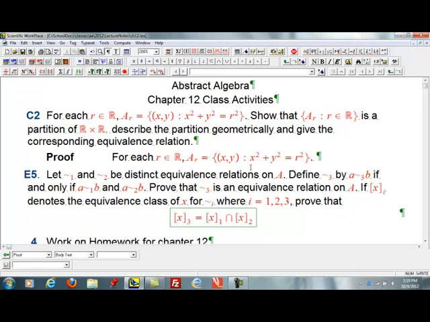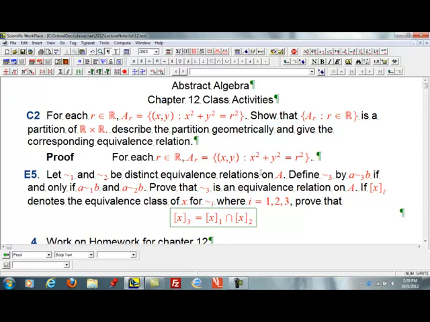So there's our hypothesis. For each r in the reals, let A sub r equal the set of all x, y such that x squared plus y squared equals r squared. What is that if you were thinking of a shape? A circle centered about the origin. So we're looking at these circles, and we want to show that the family of sets, A sub r, is a partition of your xy plane. Your whole xy plane, that's what R cross R is.